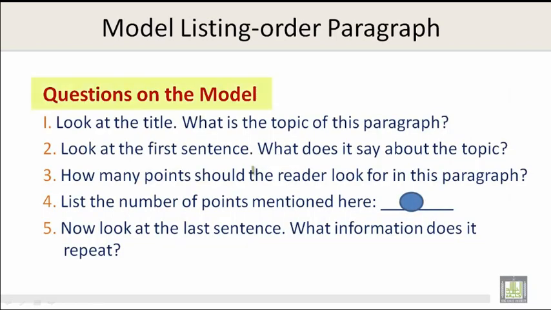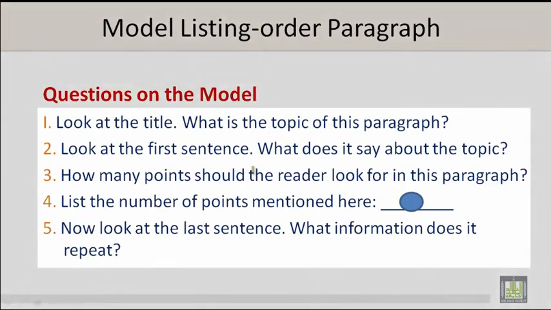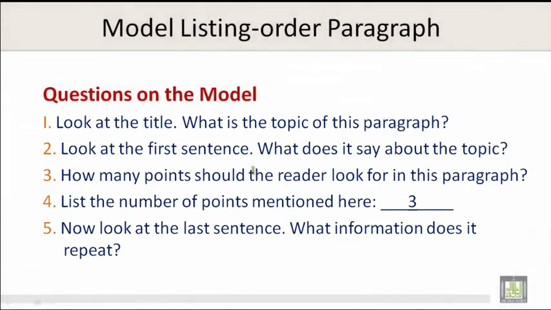Questions on the model. Number 1. Look at the title. What is the topic of this paragraph? Number 2. Look at the first sentence. What does it say about the topic? Number 3. How many points should the reader look for in this paragraph? Number 4. List the number of points mentioned here, which is 3. Number 5. Now look at the last sentence. What information does it repeat? Please begin this exercise on your own.